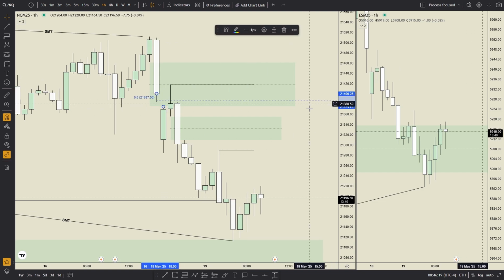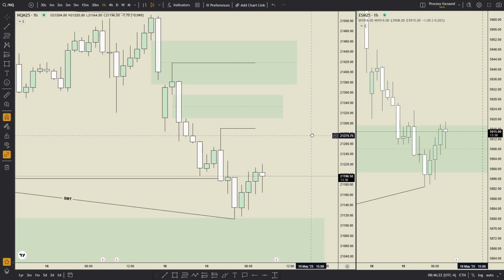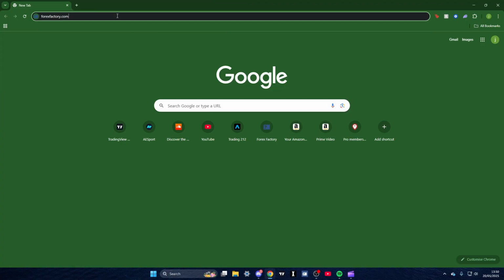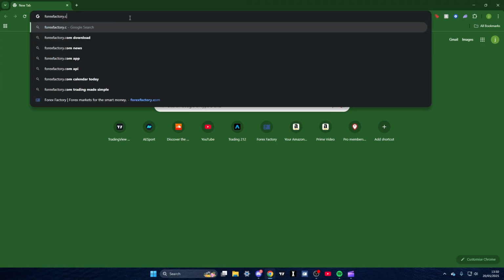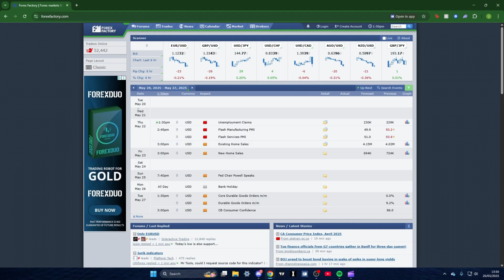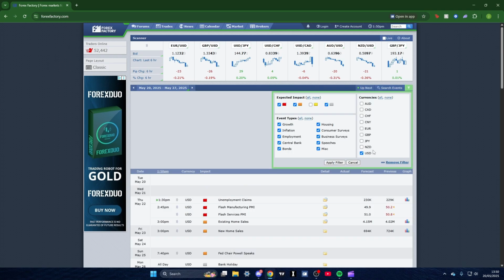So now what I do is I look on the economic calendar, which is Forex Factory. So this is the site that I use to find the news for every single day. It's called forexfactory.com, and what it does is it shows you the economic calendar for every single day. These are the settings that I use. I trade the US index, so I only have the USD marked up.